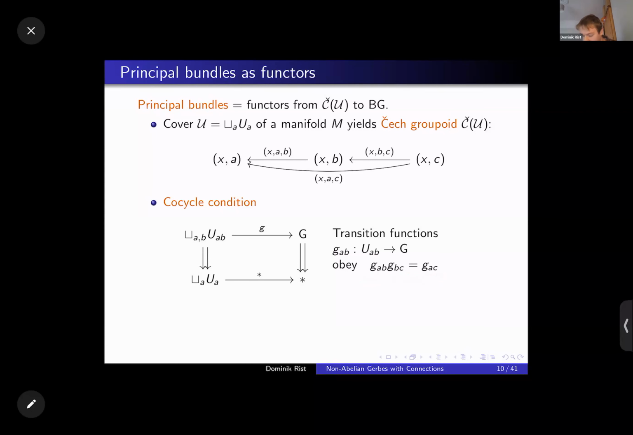That means we are not talking about connections yet, just about the global structure of the principal bundle. So when you give me this, it is an equivalent way to describe a principal G bundle on a manifold M, subordinate to this cover. How do you describe this in terms of functors? First of all, you construct the Čech groupoid, another example of a groupoid, which is constructed as follows. You start from the cover of a manifold. The objects of this groupoid are pairs of points and indices of patches to which these points belong.